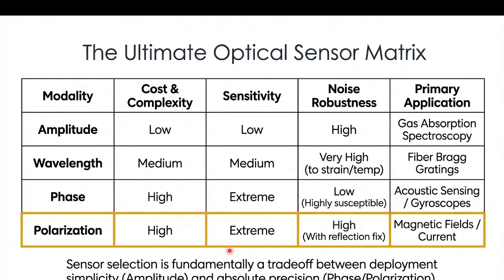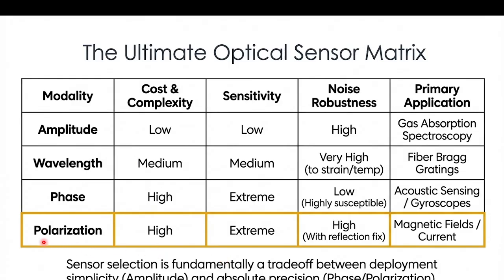Next one is the phase. Cost and complexity is quite high, but sensitivity is also very high, extreme. The noise and robustness is mentioned as very low. Phase noise will be very low and it is highly susceptible, so it can be used for so many applications, including gyroscope sensing, which is everywhere all over the world, used for airplanes, aerospace technology, the aviation industry.